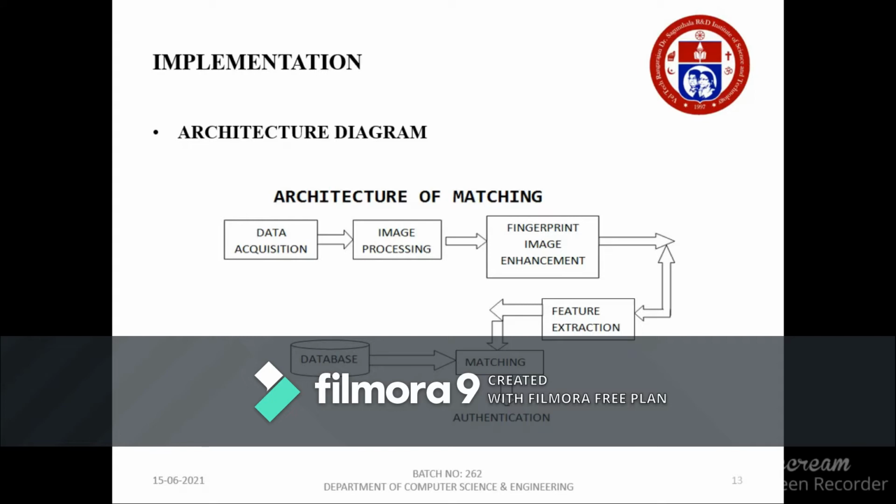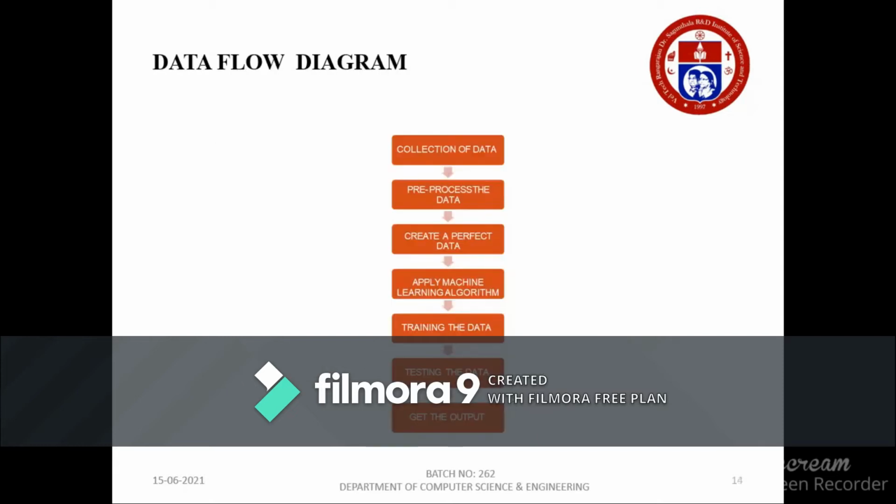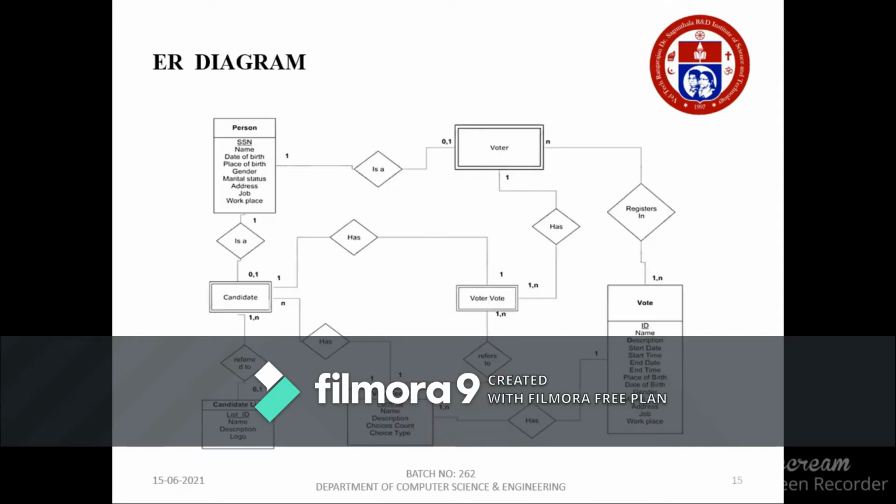Implementation: architecture diagram. Data acquisition, then the next step is image processing, and then it moves to fingerprint enhancement, feature extraction, and matching that fingerprint with the one stored in our database. Data flow diagram: collection of data, pre-processing the data, creating a perfect dataset, applying machine learning algorithms, training the data, testing the data, getting output. This is the diagram of our project.